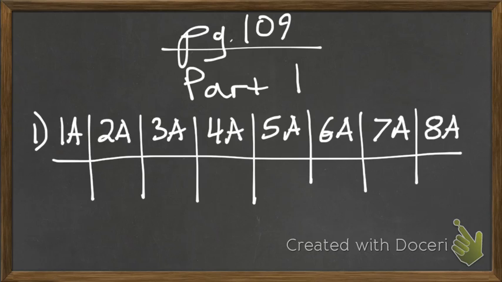Okay, now that we've listed all the group 1A through 8A categories, I want you to go through and list the charges. I'll get it started for you. 1A is a +1 charge, and 7A is a -1 charge. You fill in all of the remaining charges. Once you've filled these in, your chart should look like this.